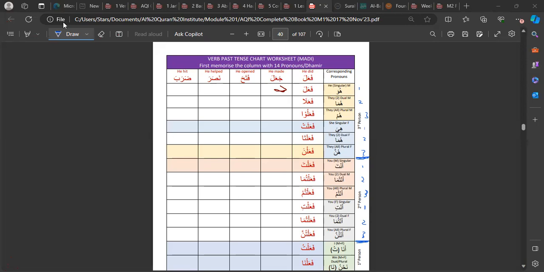Huwa huma hum, hiya huma hunna, anta antuma antum, anti antuma antunna, ana nahnu, ana nahnu.